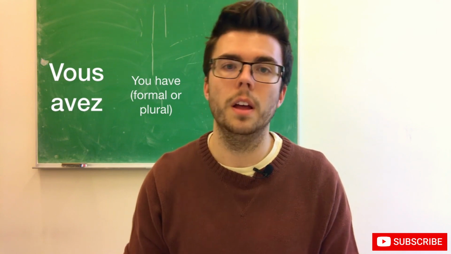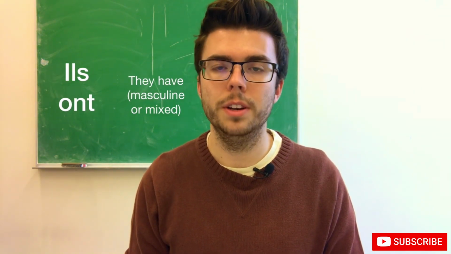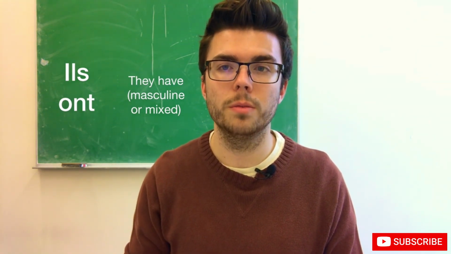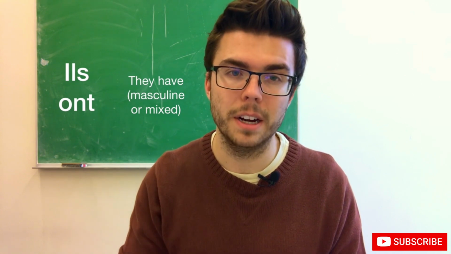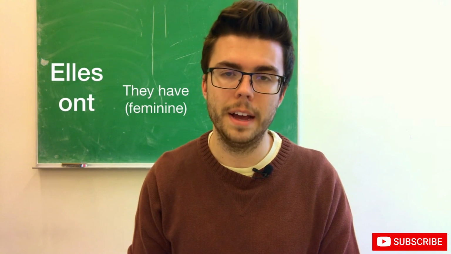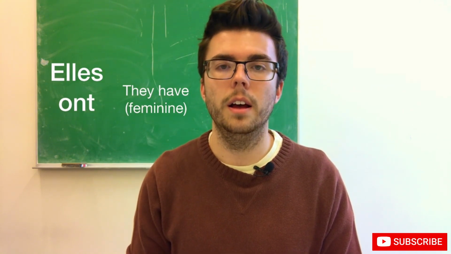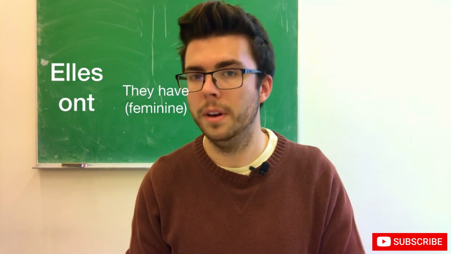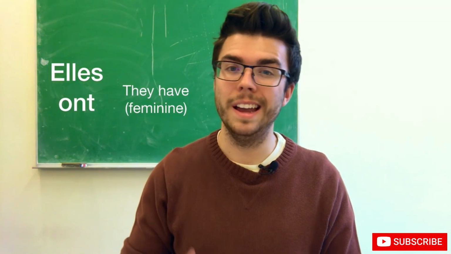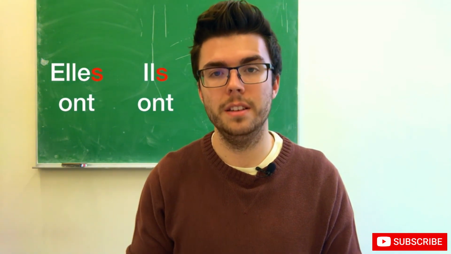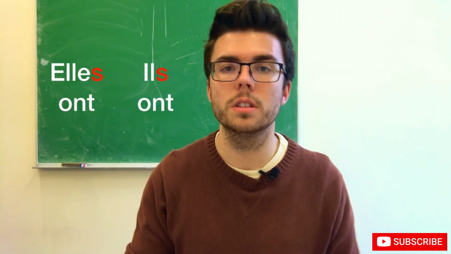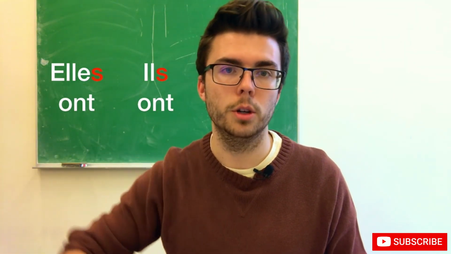Ils ont, and notice here we have the liaison, we have a link. So we have ils ont, notice the pronunciation, the S actually does get pronounced this time. Elles ont, they have. So ils ont, they have, elles ont, they have. One is for the masculine, one is for the feminine, and ils ont is also used for a mixed group. Remember that ils ont is used for a mixed group of masculine and feminine, or just masculine individuals. Elles ont is just for a group of feminine.